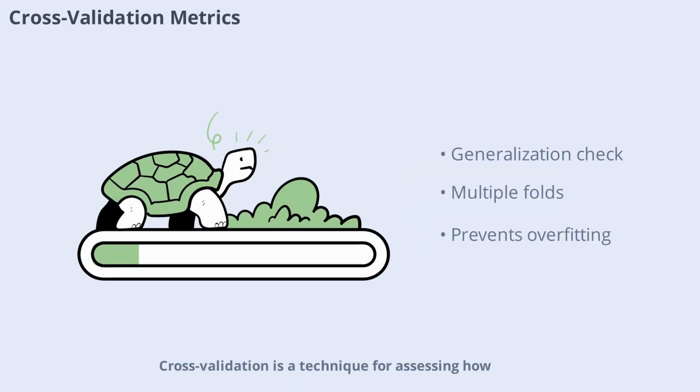Cross-validation is a technique for assessing how well a model generalizes to unseen data. By splitting the data into multiple folds and evaluating performance on each, we get a more reliable estimate of model accuracy. Common cross-validation metrics include average accuracy, precision, recall, and F1 score across folds. This approach helps prevent overfitting and ensures robust model evaluation.